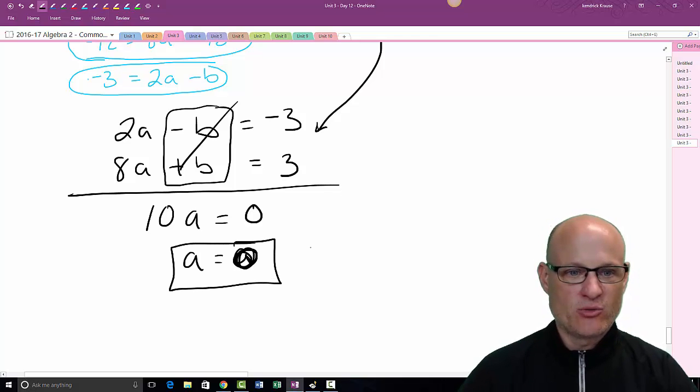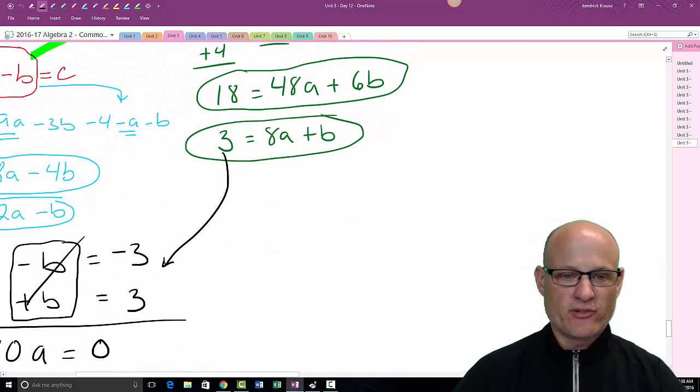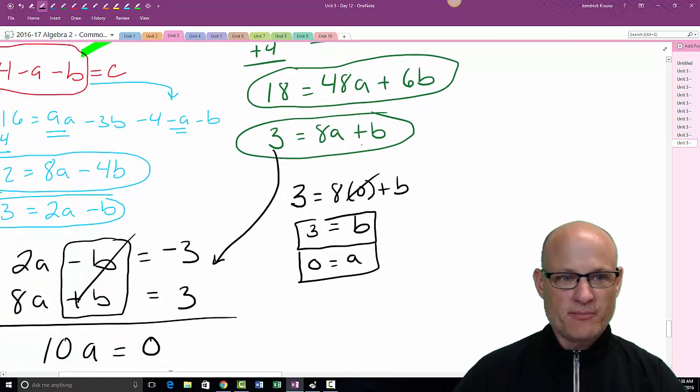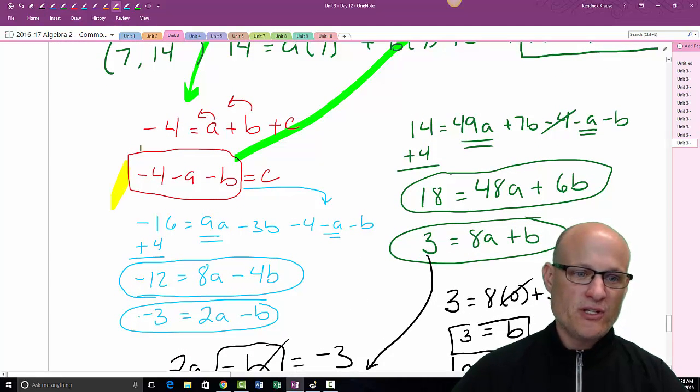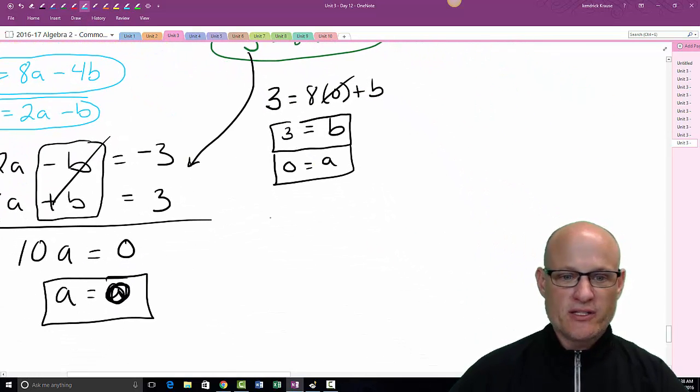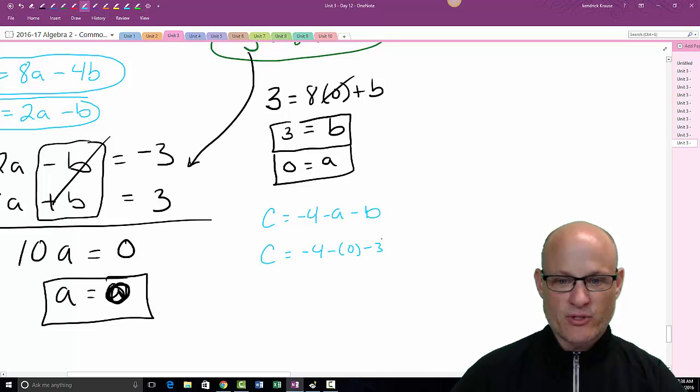Well, that's weird. A is equal to 0? All right, let's plug it back into this equation and see what we get for b. So 3 is equal to 8 times 0 plus b. Well, that goes away. b is equal to 3. So now I have a is equal to 0 and b is equal to 3. I just need to find out what c is. And if I remember correctly, back up here, c was this. So c is equal to -4 minus a minus b. So c is equal to -4 minus 0 minus 3. So c is equal to -7.